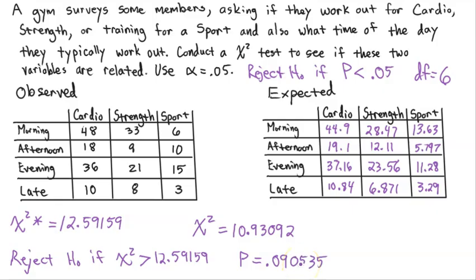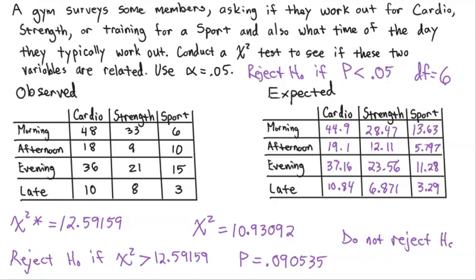Okay, and look what we have here. Our chi-squared is 10.93092. That is not larger than 12.59159. So we're going to do not reject. It didn't make it. Also, our p-value is 0.09. That's not smaller than 0.05, it's larger than. So we are going to do not reject H sub O.